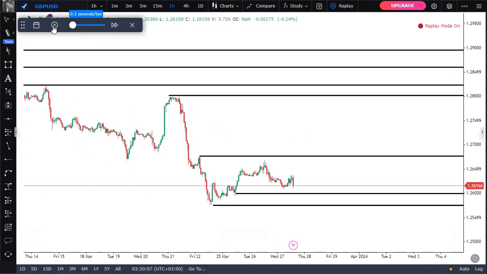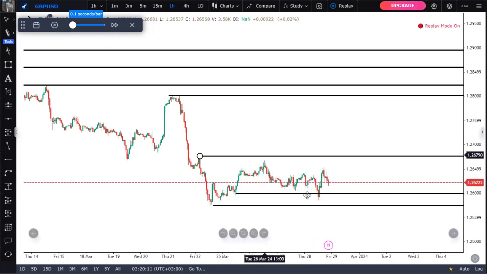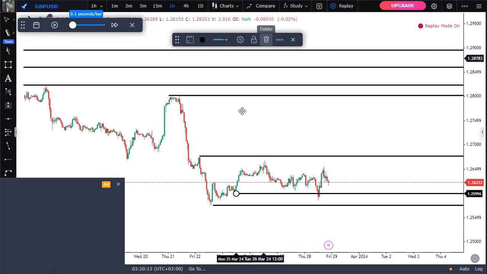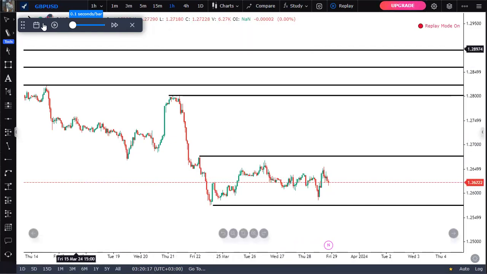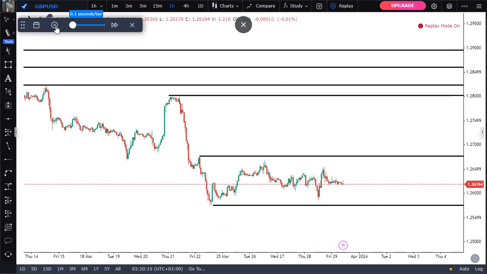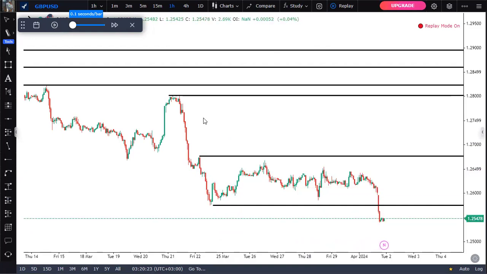We are not making any break of structure. We are not doing anything like a change of character or whatever. You see, it takes out this one. I'm only showing you how to identify those liquidity zones, how they look. Let's see how the price is going to cut through the remaining one. See, there, you see, it cut through this one.